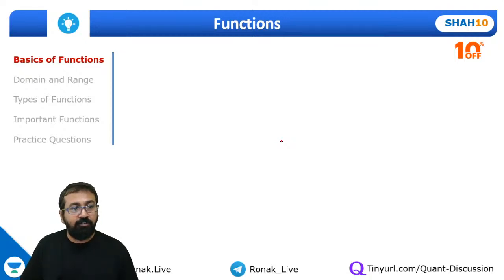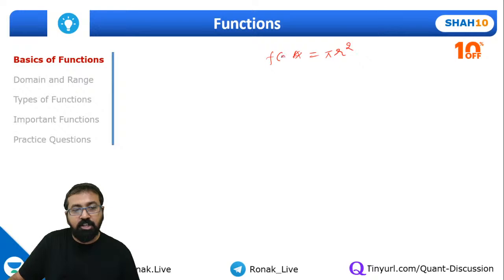Hi everyone, good evening. In the previous session, as I mentioned, a function is nothing but a relationship between two variables. One of them is called the dependent variable and the other is called the independent variable. We can take the area of a circle, which is pi r squared. You can say the area of a circle is a function of its radius. In this one, the radius is the independent variable, and the area, which is a function of the radius, is called the dependent variable.